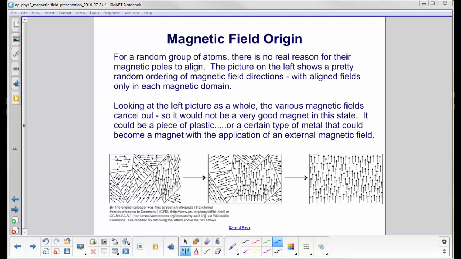For a random group of atoms, there's no real reason for the magnetic poles to align. The picture on the left shows a pretty random ordering of magnetic field directions, with aligned fields only in each magnetic domain. Looking at the left picture as a whole, the various magnetic fields are going to cancel out, so it would not be a very good magnet in this state. It could be a piece of plastic, or a certain type of metal that could become a magnet with the application of an external magnetic field. And that kind of looks like what's going on here. If you have a certain type of material, it doesn't work for all of them. You apply an external magnetic field, you get everybody to line up.